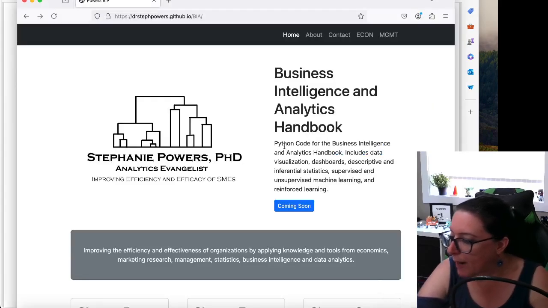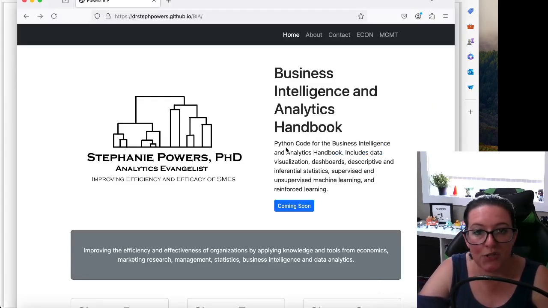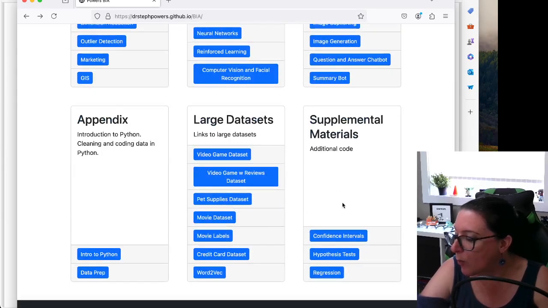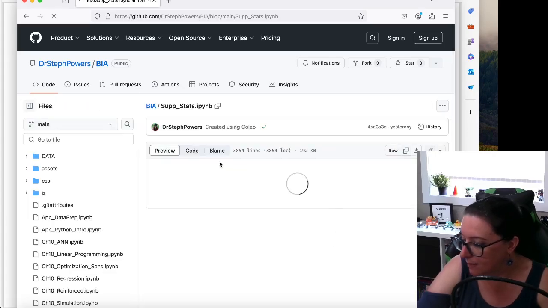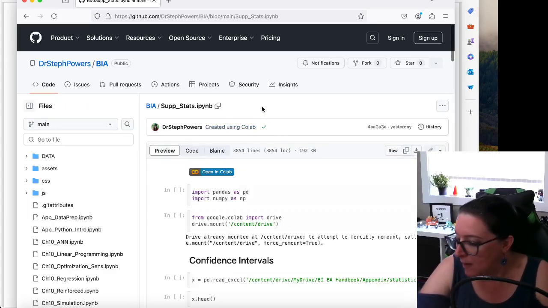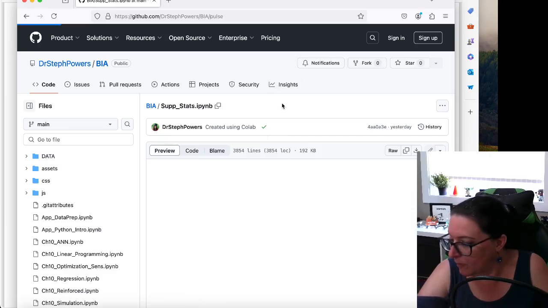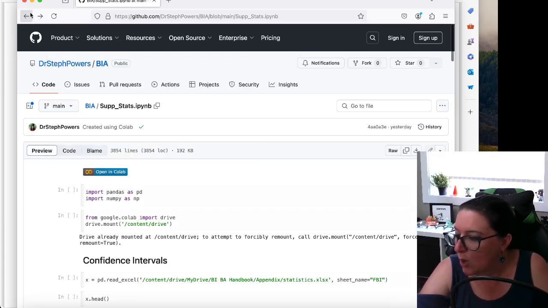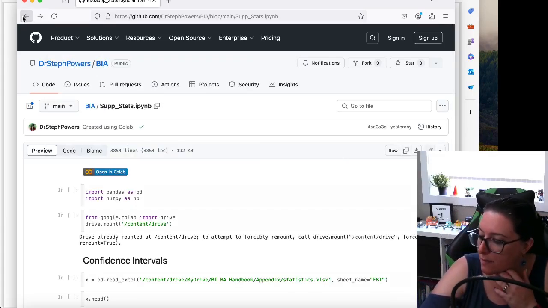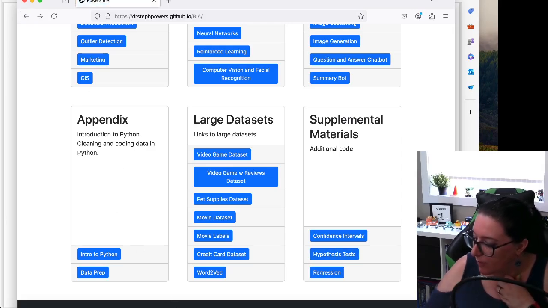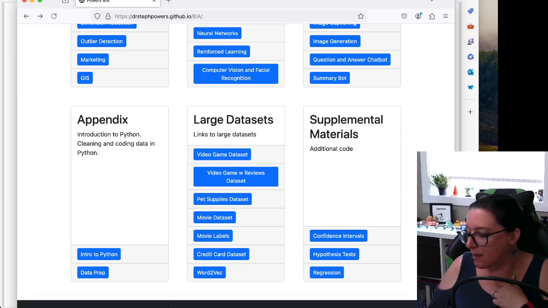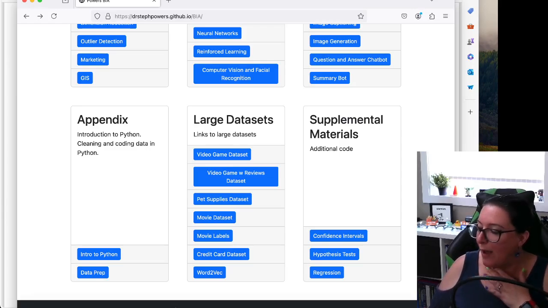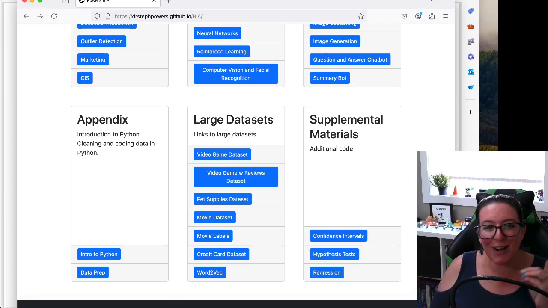So just a reminder, we are at drstephpowers.github.io/BIA. We are working through the supplemental materials. Click on hypothesis testing. Oh, I don't even know what I clicked on. There we go. Come back. Sorry, there's some weird thing showing up on my screen that you can't see. That's confusing me.